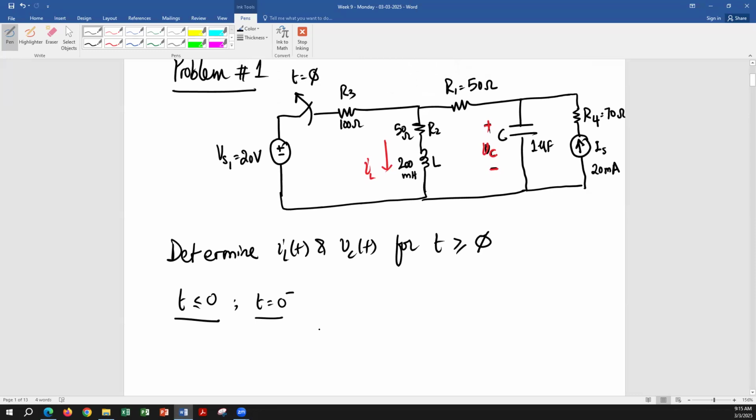So analyze the circuit and tell me what should we use to find the capacitor voltage as well as inductor current at 0 negative.